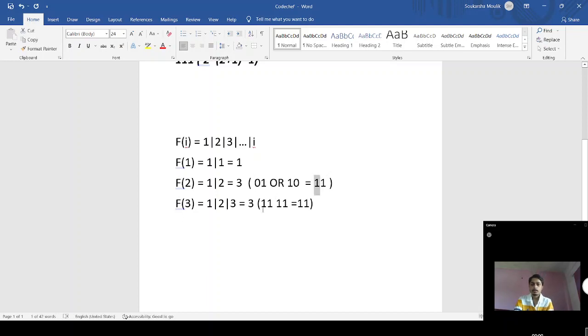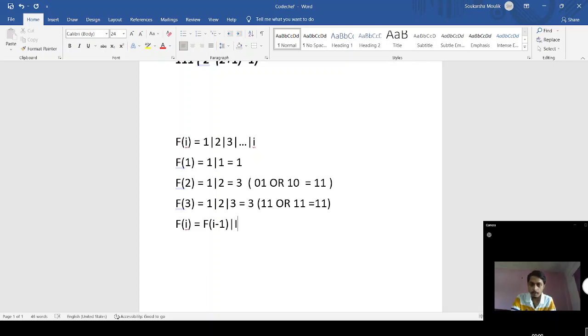Similarly, we have done it in a similar way: 1 1 OR 1 1, that is 3 OR 3. So from here, can you notice one thing? We can say f of I is nothing but f of I minus 1 bitwise OR with I?